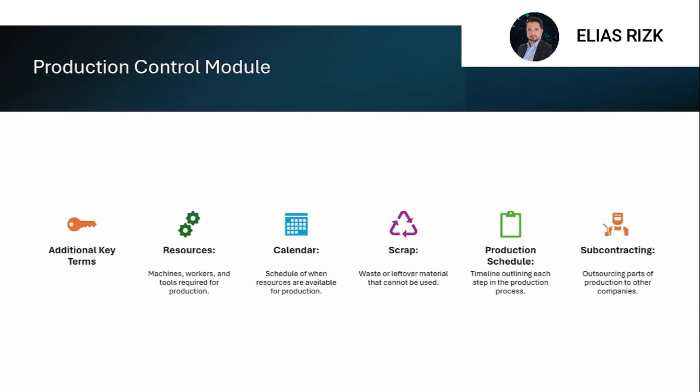Then we have route, which is a key term as well. This is a planned path that a product takes through different production steps, like painting and assembly. This whole process comes under the route terminology. So the route tells us which process to follow in what order.